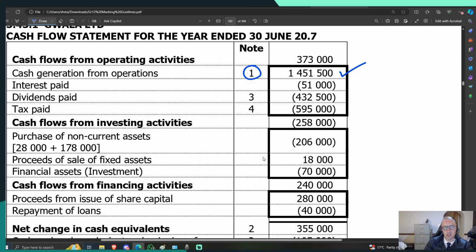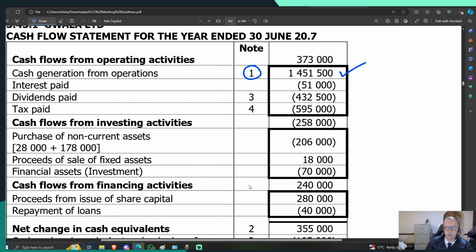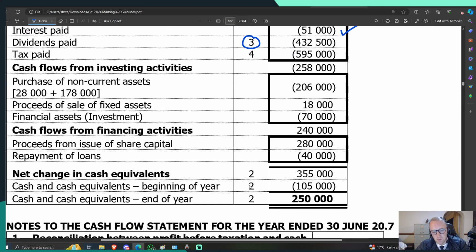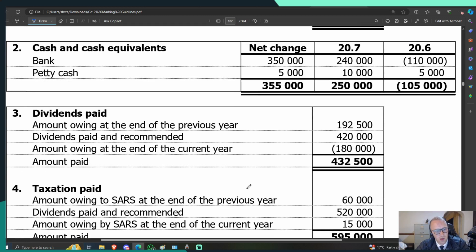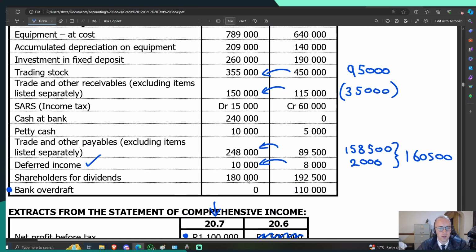All right, let's do the next one, interest paid. We already worked that out earlier. There it is, 51,000. 51,000 cash outflow. Dividends paid? Well, for that, we're going to use note 3 to the cash flow statement. Let's go down to note 3, and let's go to our information.